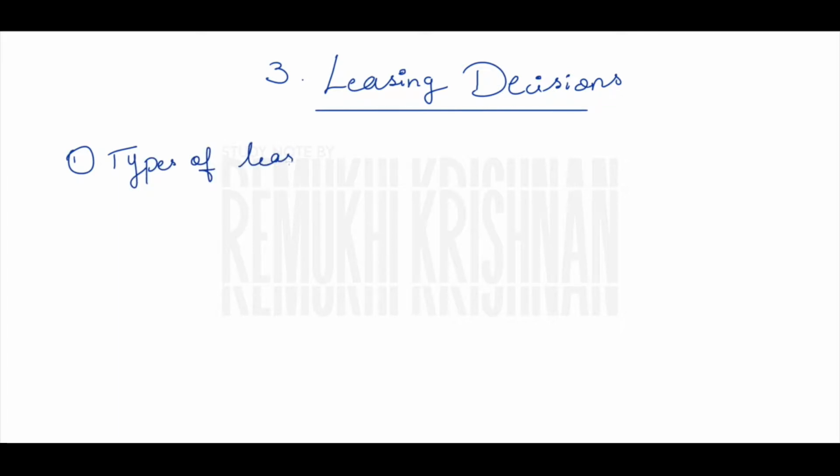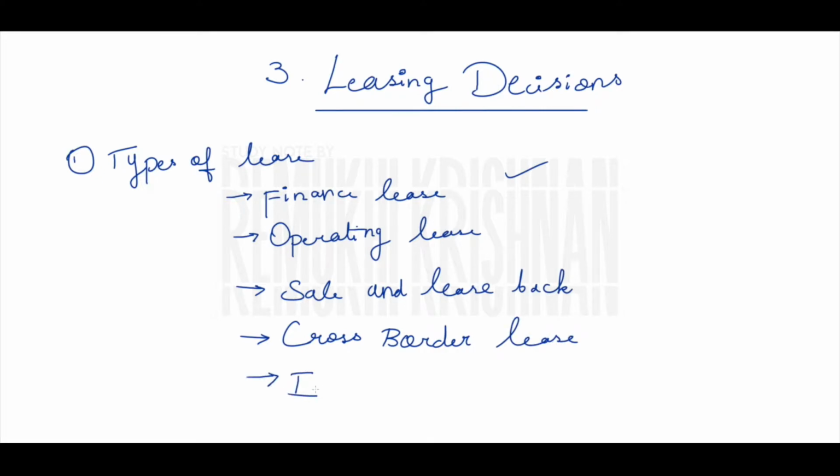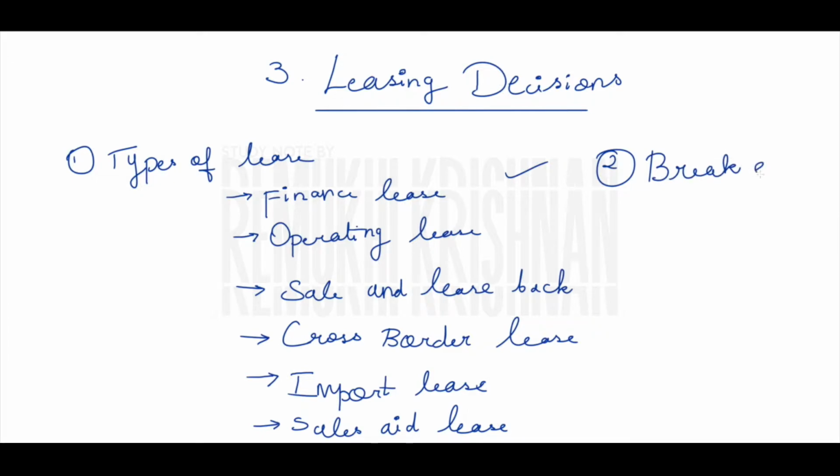The first part is divided as types of lease. Under types of lease, we will be seeing the finance lease and operational lease. In addition to these types of leases, we will be looking into other leases such as sale and lease back option and cross border lease and then import lease, and finally we will be looking into what is meant by sales aid lease. Another part of this chapter is about break even lease rental, that is famously called BELR. From this part mostly the sums are covered.